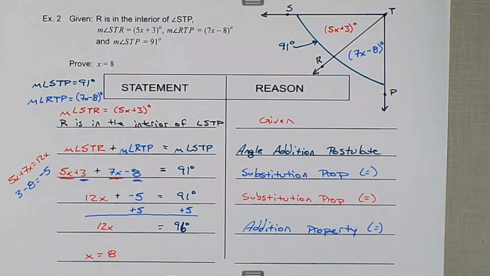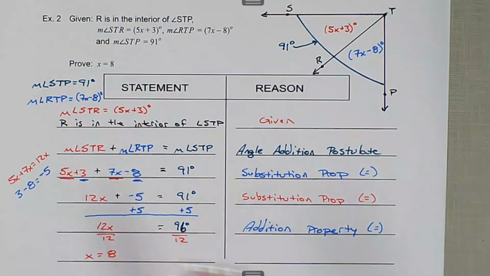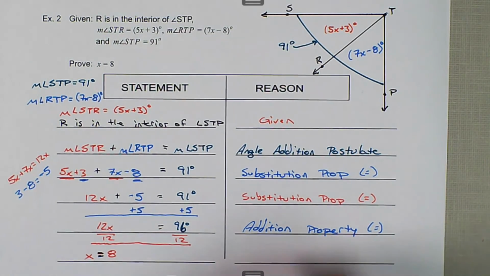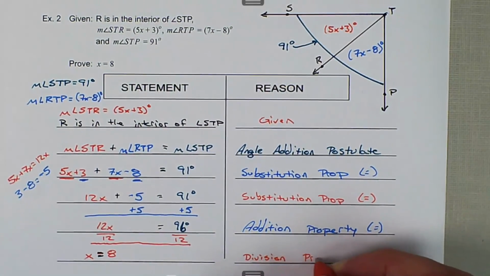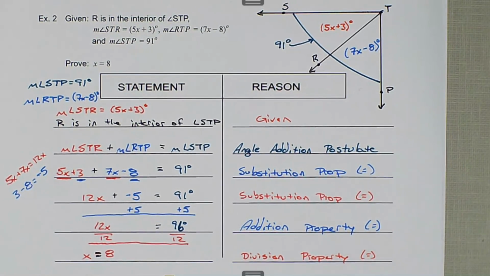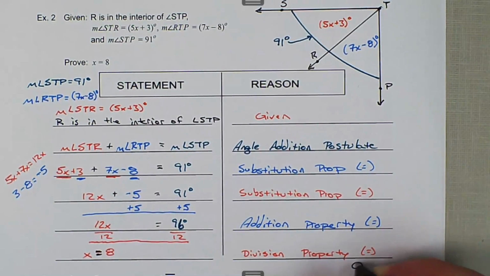And now we want to divide both sides by 12, and then we get x is equal to 8, which is what we were trying to prove. And the reason that we can say that is because of the division property of equality. And when we get our proof all done, we want to finish it out. And here at the very bottom, we'll say QED.